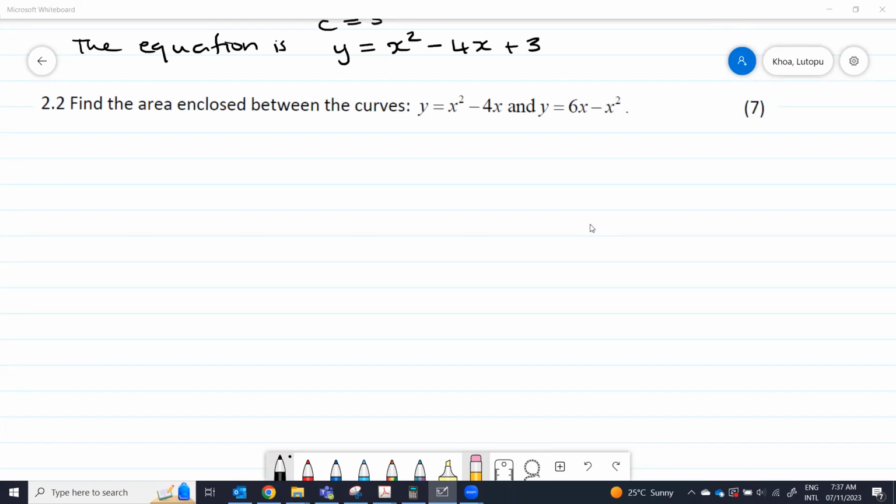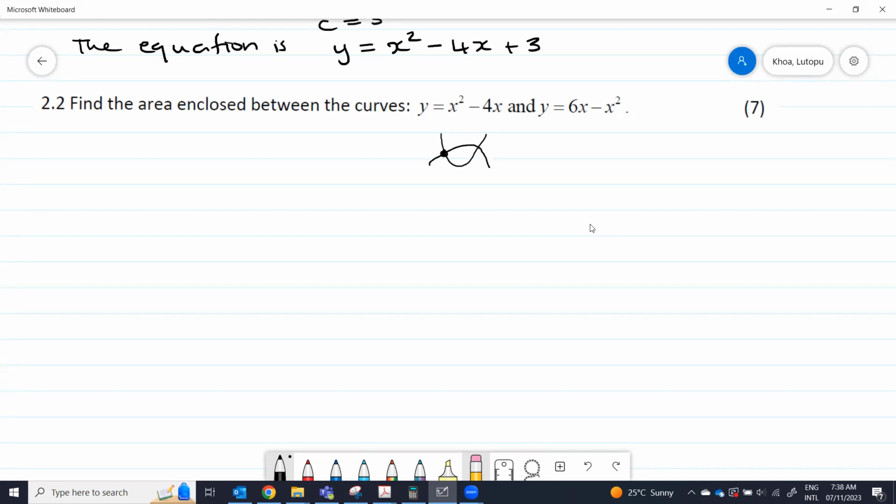Find the area enclosed between the curves. So here, normally what you would do is you would sketch the two curves and then see which one is on top and which one is below. But because here these are two parabolas, this parabola here, because the coefficient of x squared is positive, it opens upwards. And then this one here, because the coefficient of x squared is negative, means it opens downwards. So you have something like this.